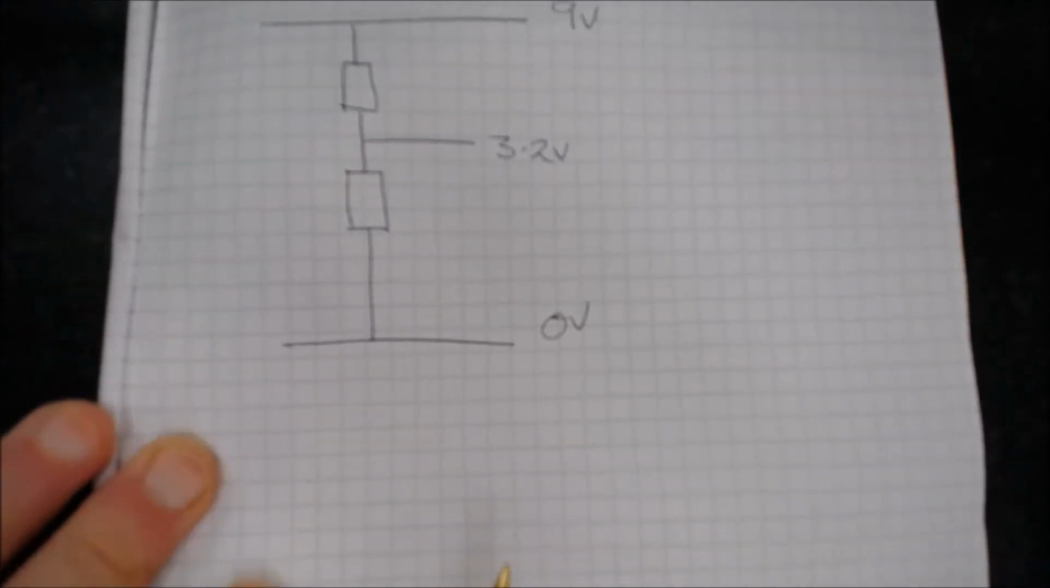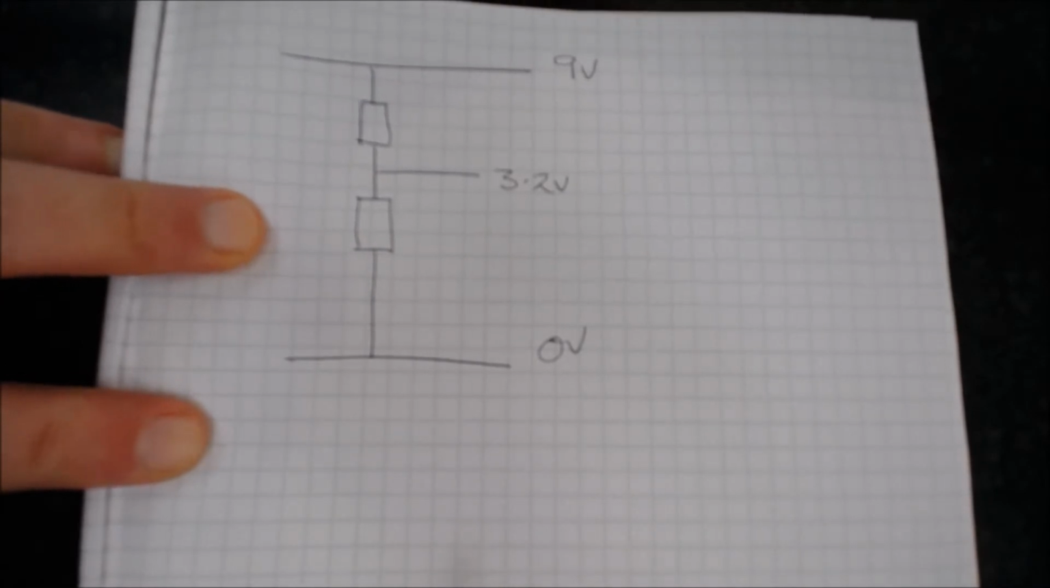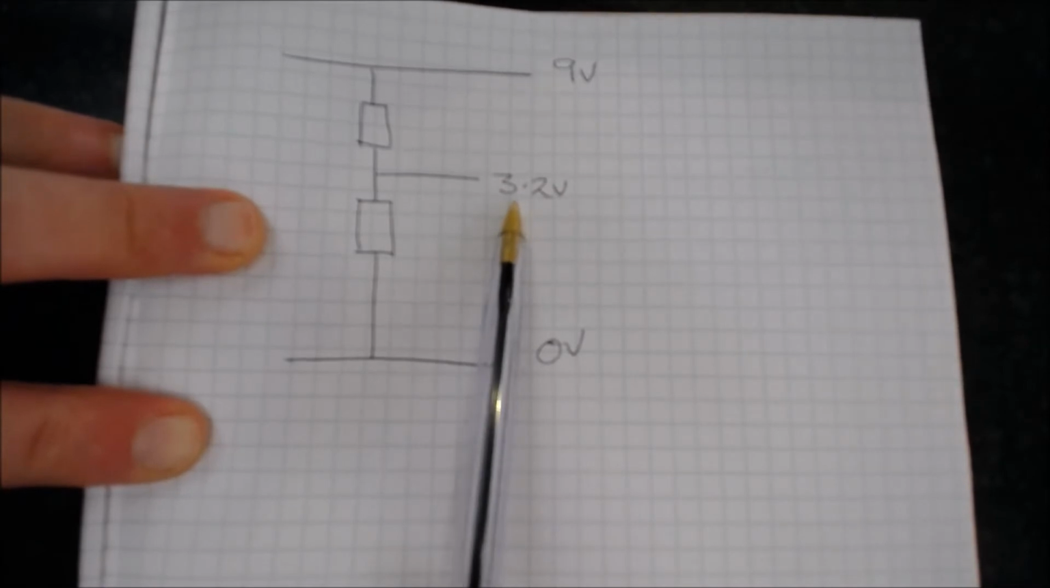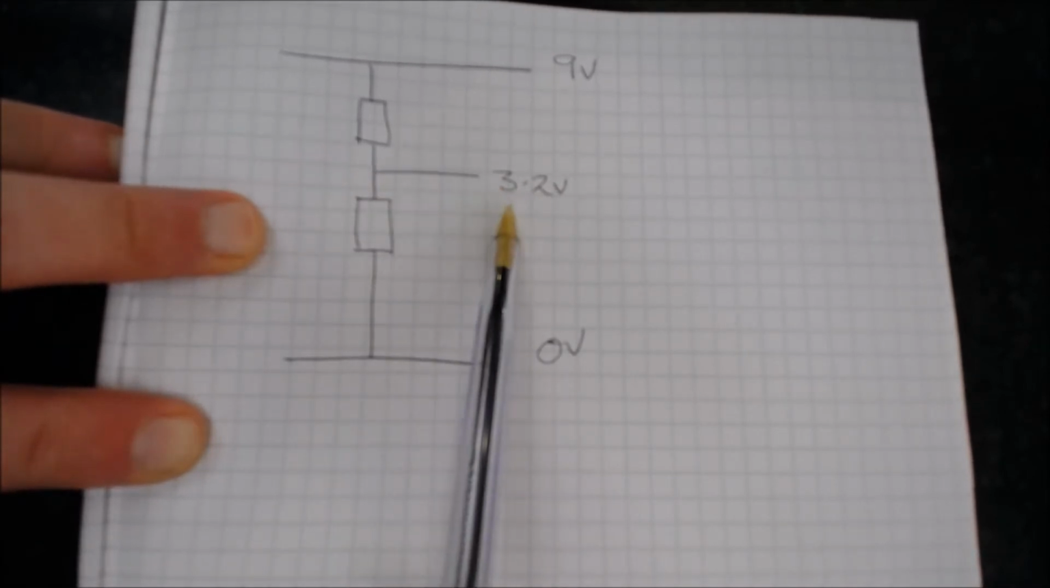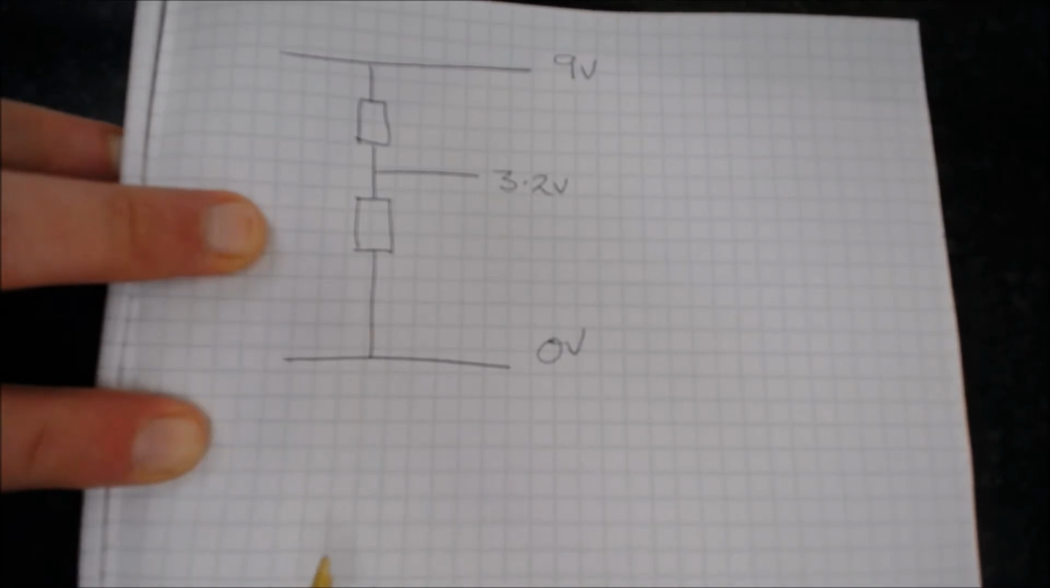This little video is about calculating the required values in this voltage divider here. So I've got a 9 volt supply and I need a voltage to be 3.2 volts. I need to start designing somewhere.